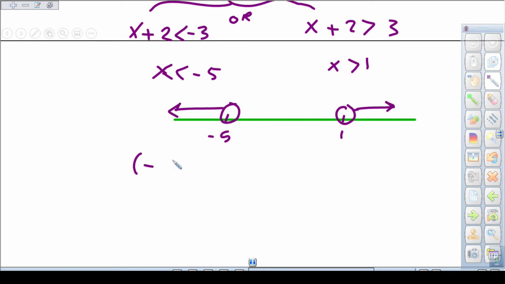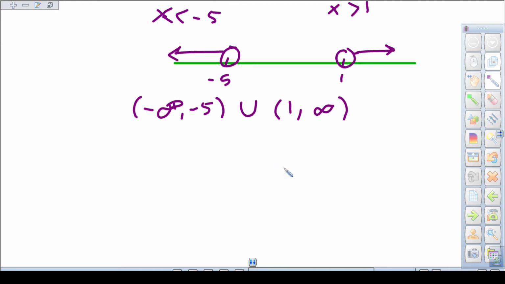I start all the way from negative infinity, all the way to negative 5, and there's a union, or. And then I have 1 all the way to infinity, and I'm not including either endpoint. Okay, interval notation. I want to point out one thing, that you also could look at this, believe it or not, geometrically as well, in geometry. So let's see what that exactly means.